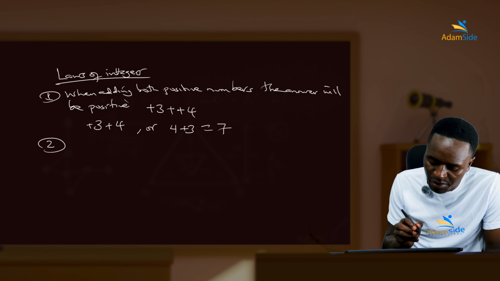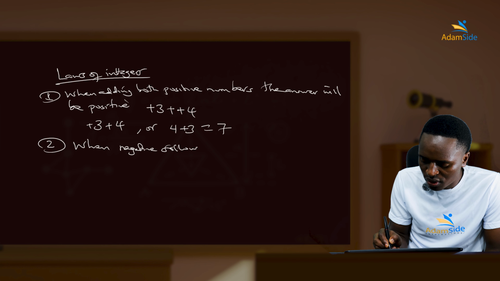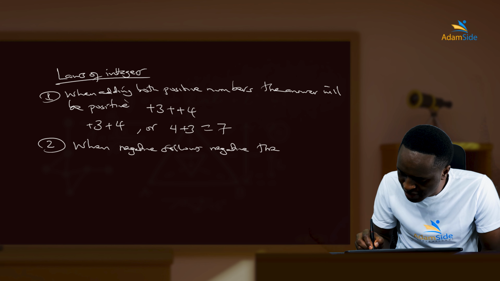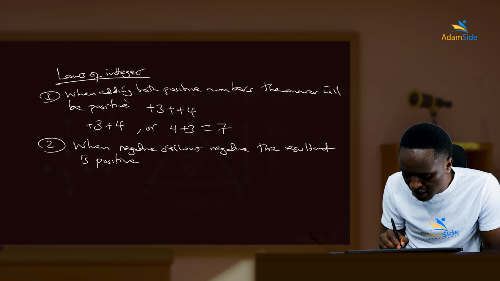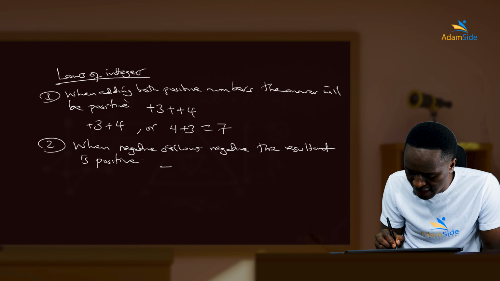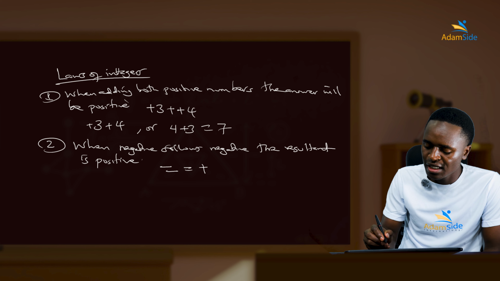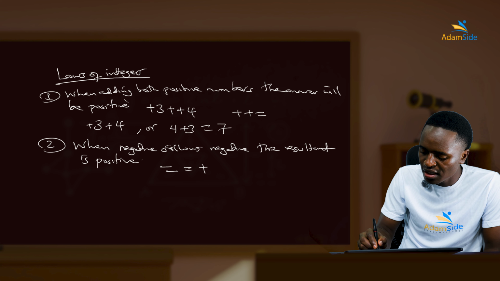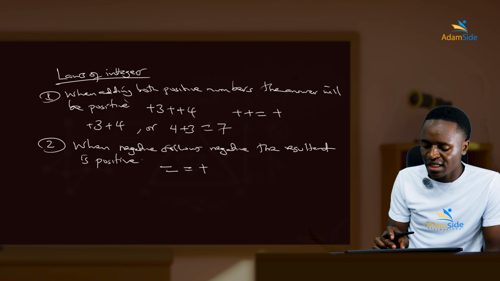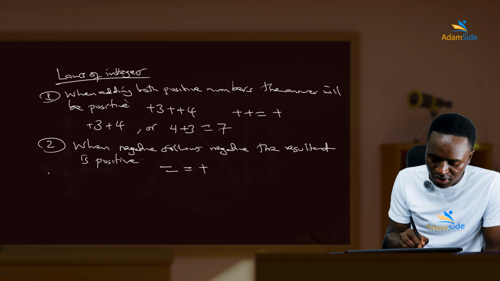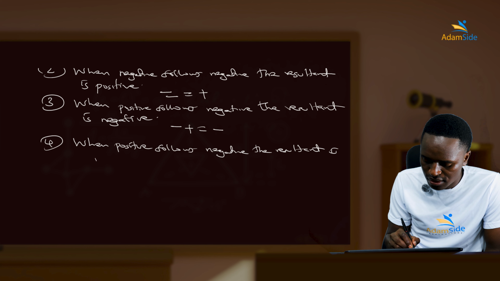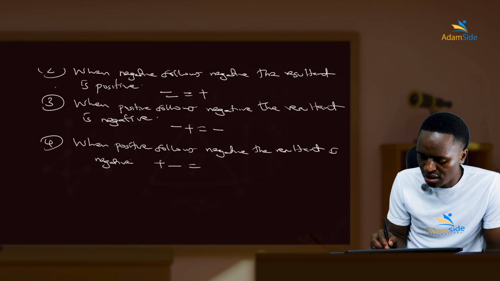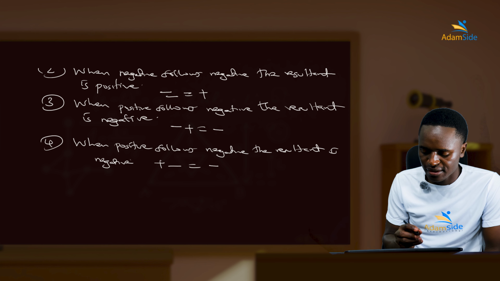And rule number 2: when negative follows negative, the resultant is in what manner? If you have a negative, and then it follows negative, the resultant will be positive. And here, when a positive number follows a positive number, the resultant will be positive. Negative follows negative, the resultant is positive. Rule number 3: when positive follows negative, the resultant is negative. This is positive follows negative. In addition, the resultant is negative. Correct.